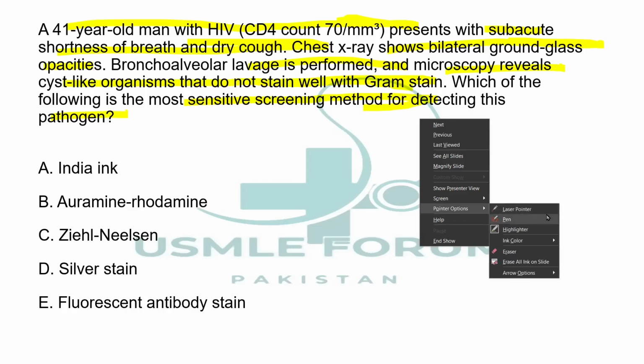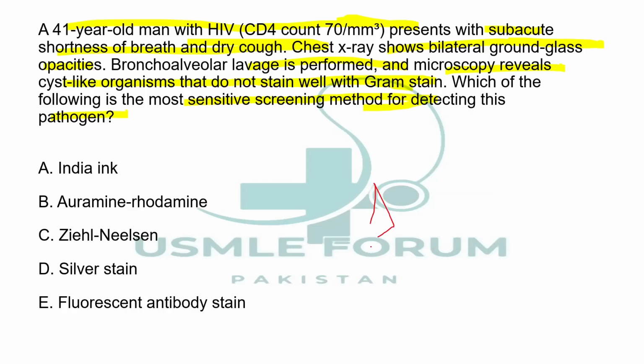So again, you need to remember that, first of all, it is an HIV patient. Second of all, you need to understand that these organisms are affecting the pulmonary system. So you need to make this association: what organism affects the pulmonary system in an HIV patient, and does not stain well with gram stain, right? So number one, HIV patient whose pulmonary system is affected.